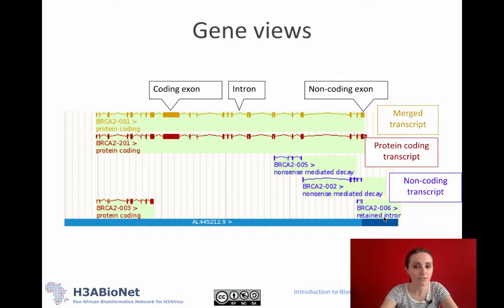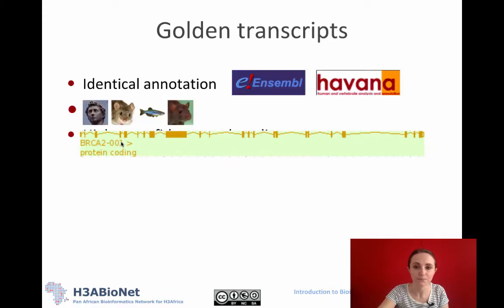The protein coding transcripts are shown either in red or gold. And gold are special. They're what we call merged transcripts, which means that we identified them by two different methods of annotation. And I'll talk about those methods in a moment. And you'll notice also that all the transcripts are called BRCA2 and then are followed by a 3-digit number.